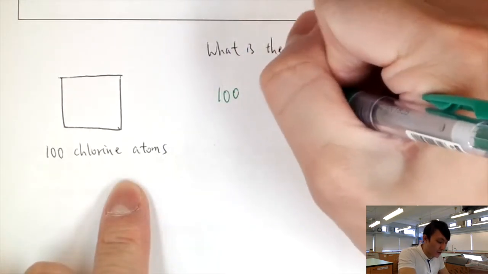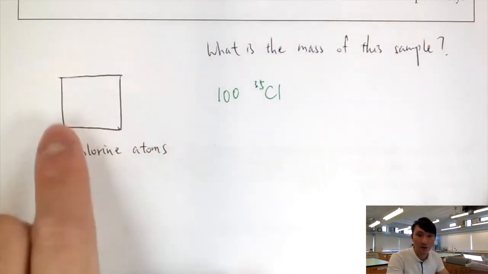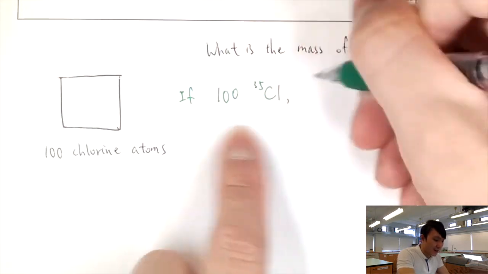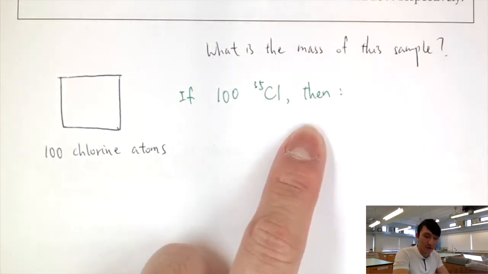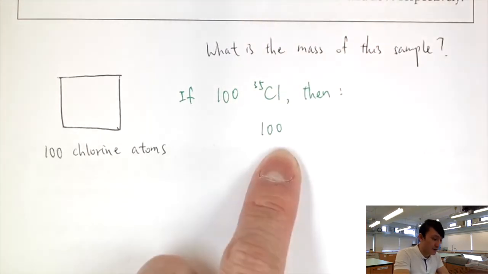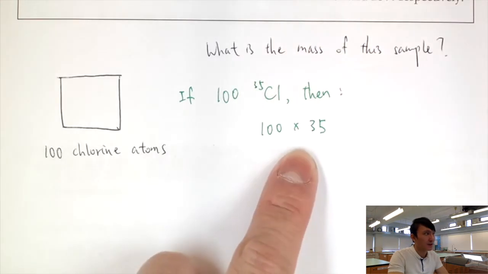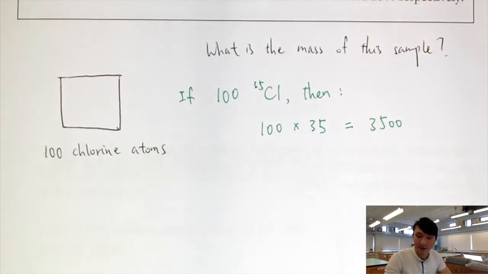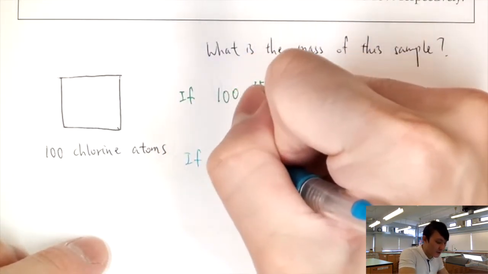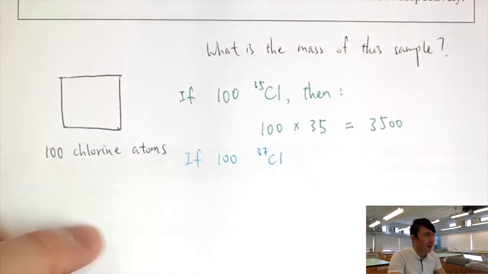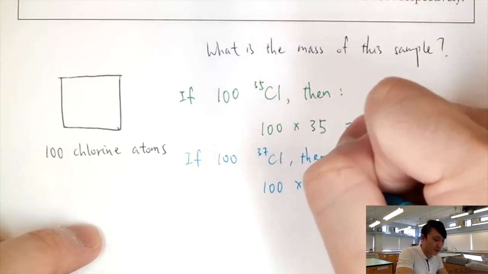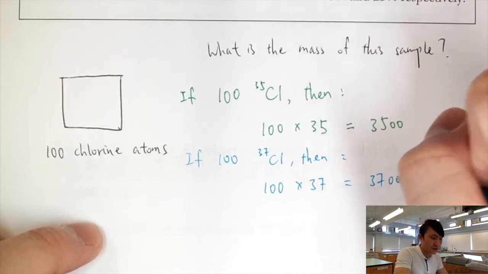So let's just say we have 100 chlorine 35. All of these chlorine atoms are chlorine 35. If this is the case, then the mass would be very simple: 100 multiplied by 35 equals 3,500. That is easy. Now, what if all of these chlorine atoms are chlorine 37? Then the total mass would definitely be 100 multiplied by 37, which is equal to 3,700.